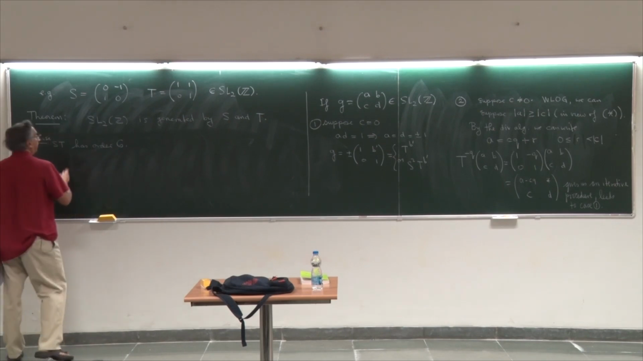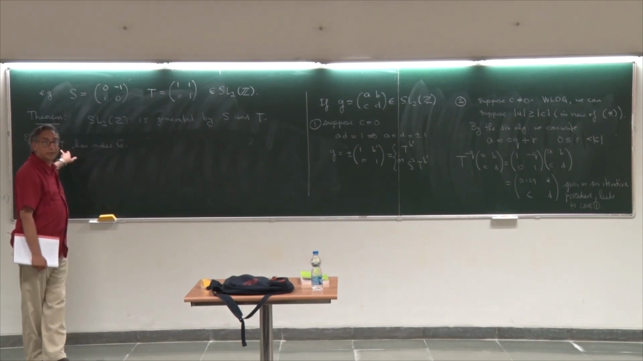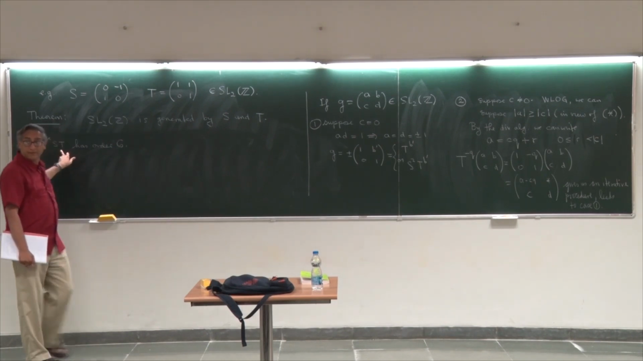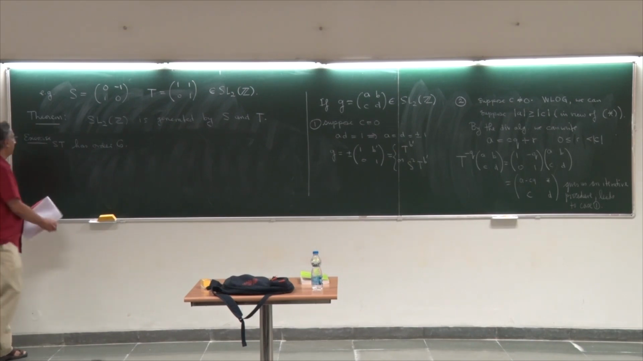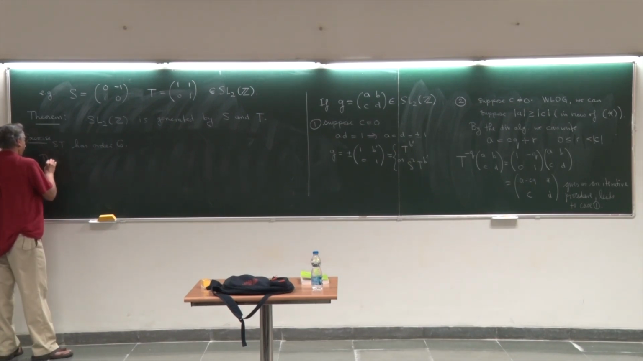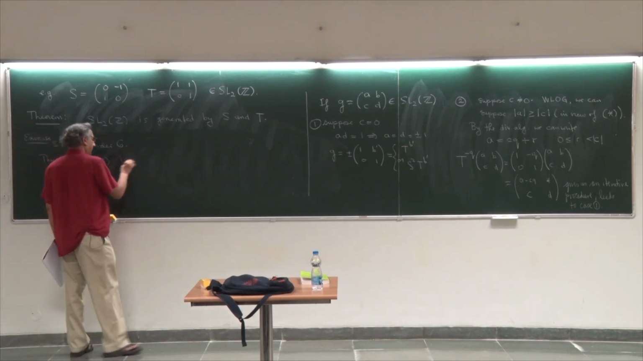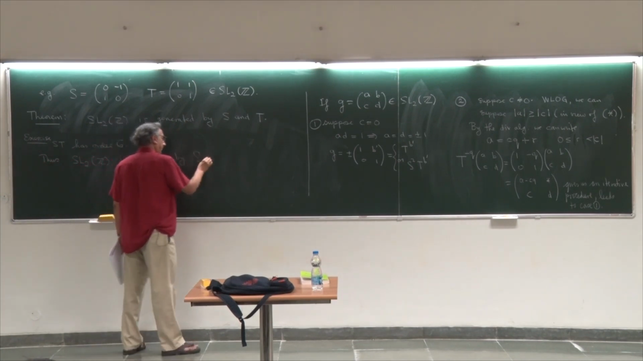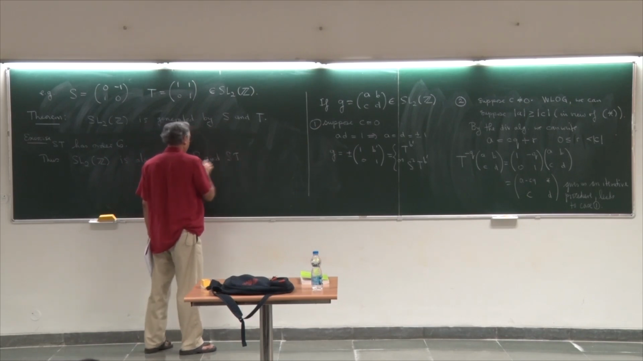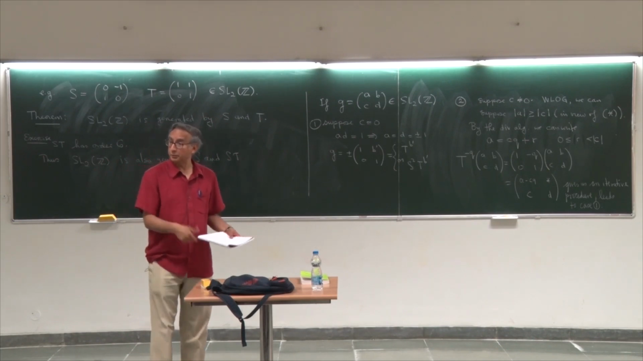Because I can retrieve T from S and ST, it's also the case that SL2Z is generated by S and ST. So clearly SL2Z is also generated by these, and both of these have finite order. So it's a kind of curious thing. You have two elements of finite order generating an infinite group.